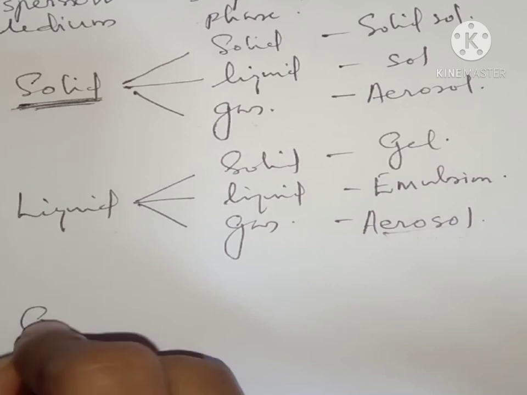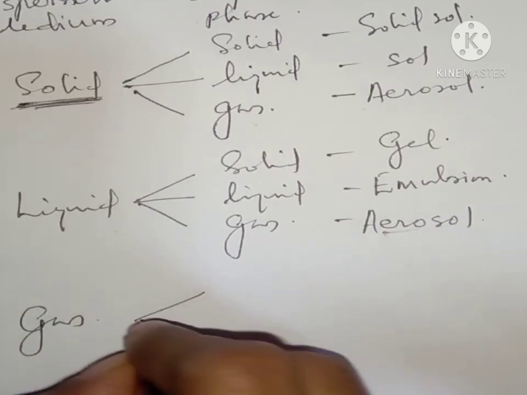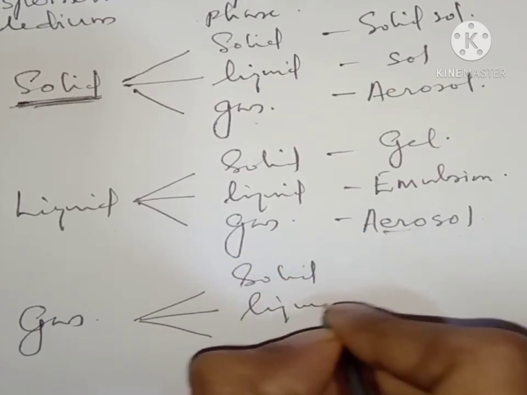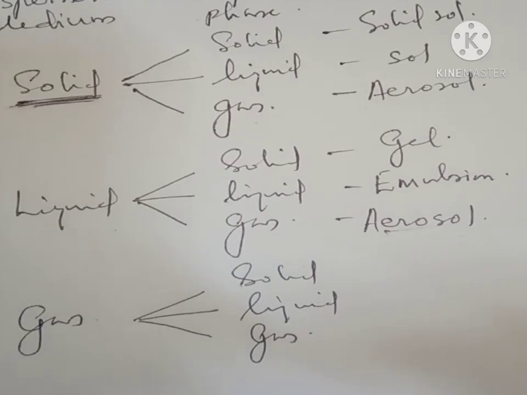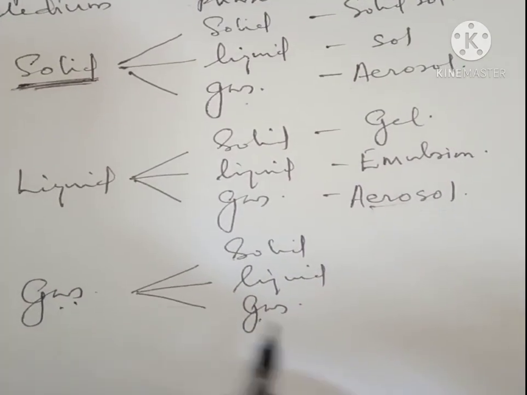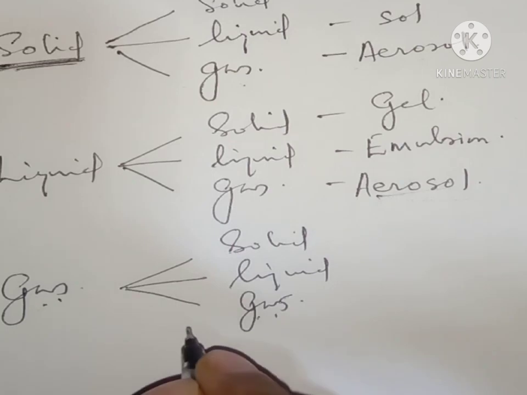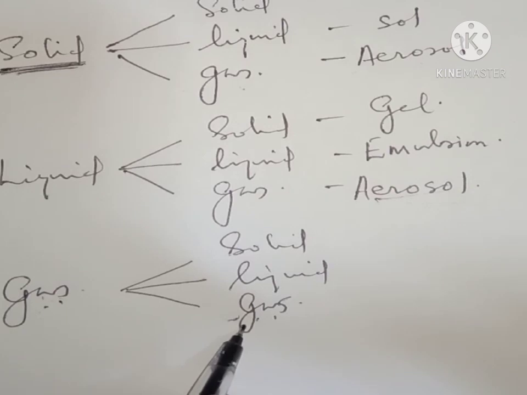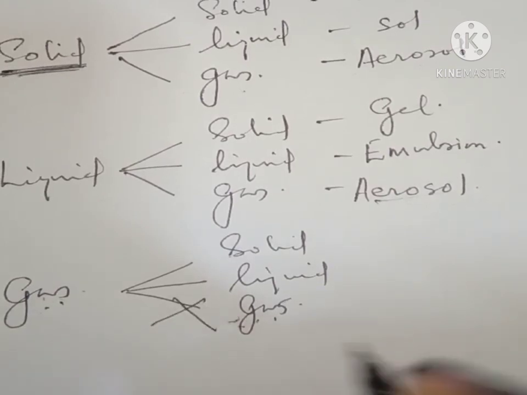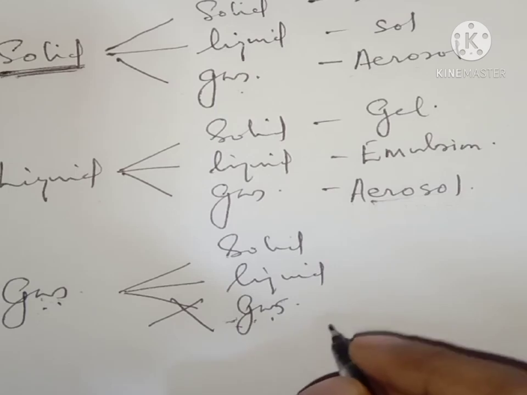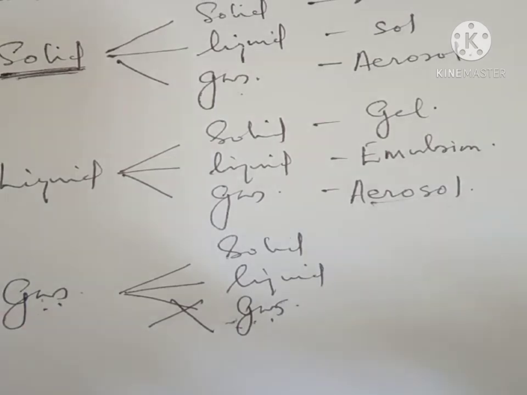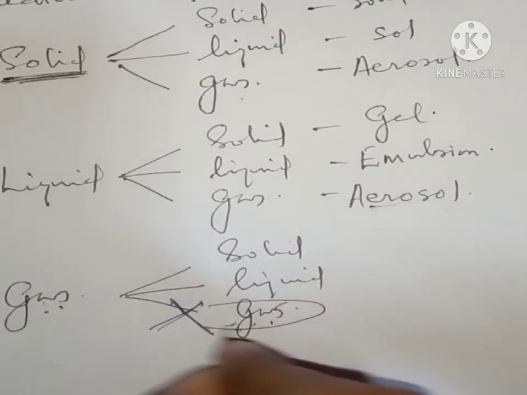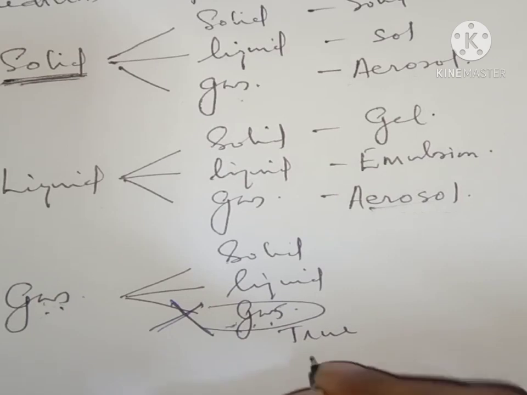Okay, the third one is gas. So, here also solid, liquid, gas. Here, gas dispersed in another gas is not a colloid because both are gas, and if they mix each other, they will form a true solution. So, it cannot be classified under colloid. It is true solution.